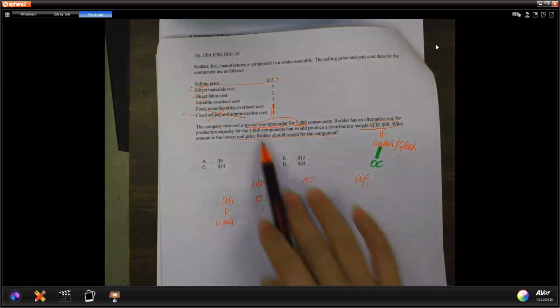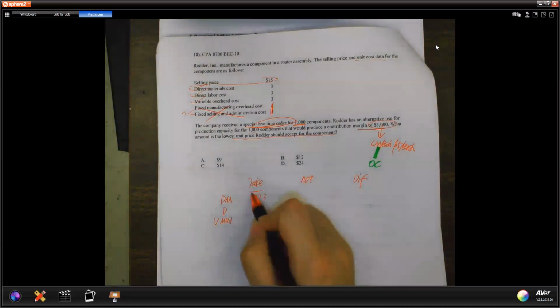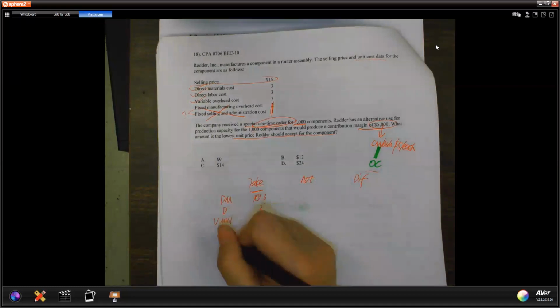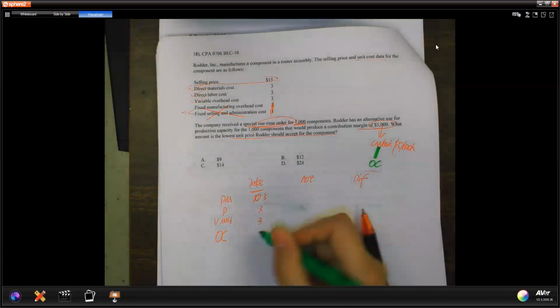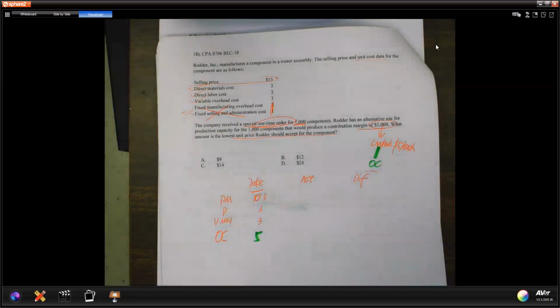Okay, so if there is no opportunity cost, all you need to think about for the one-time special order is the relevant cost. But now, if you take the special order, you will lose the chance of getting the $5 contribution margin each. So you still have the opportunity cost, which is $5 for each unit. So the minimum price you should charge should be $14. The minimum price you should charge is $14.